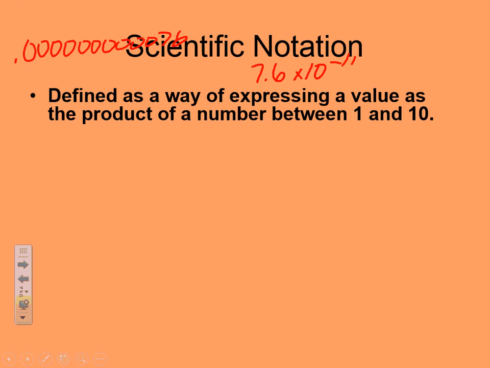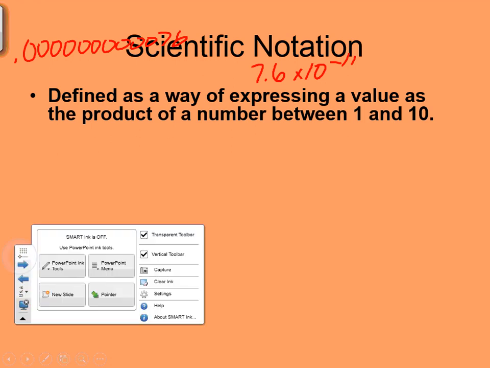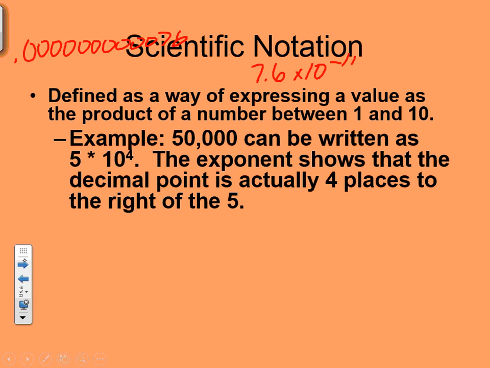Now, how do we do this? Well, first things first, the number in scientific notation must always be between 1 and 10. That's our first step. So our number has to be between 1 and 10. So 50,000 will be written as 5 times 10 to the 4th.